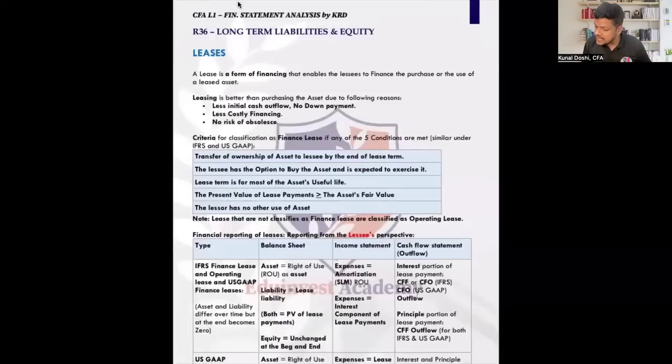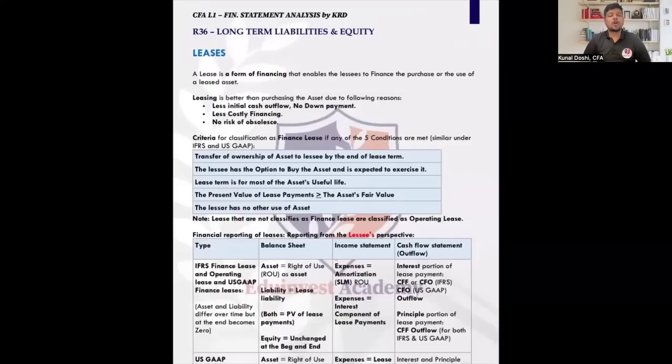Well, that's the end of a sort of difficult topic of long-lived assets. Now we move to long-term liabilities and equity. Okay. Long-term liabilities and equity.